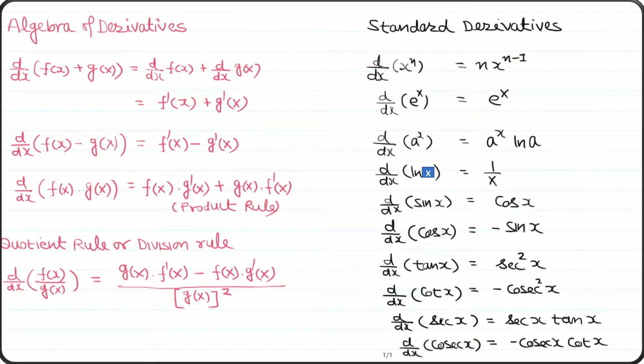Differentiation of the exponential function e raised to the power x is the same as e raised to the power x. The derivative of a raised to the power x is a raised to the power x ln a. The derivative of ln x is 1 upon x. Derivatives of trigonometric functions: the derivative of sin x is cos x, the derivative of cos x is minus sin x. The derivative of tan x is sec square x. The derivative of cot x is minus cosec square x. Similarly, the derivative of sec x is sec x tan x, and the derivative of cosec x is minus cosec x cot x.